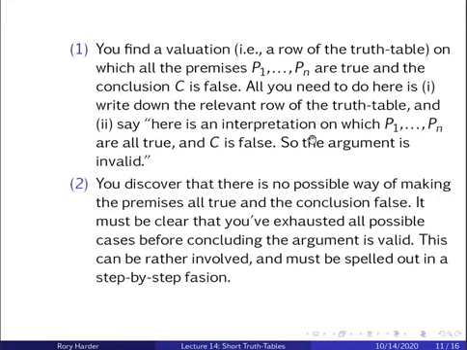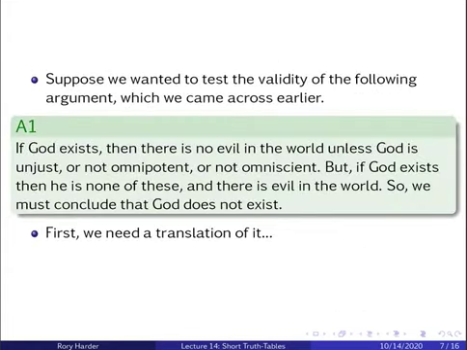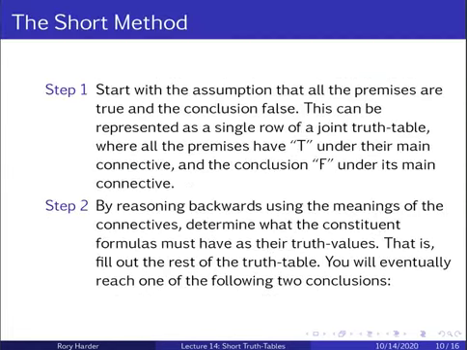So here you can simply note that you've shown that this row establishes that the argument is valid. But the second possibility is that you discover that there is no possible way of making the premises all true and the conclusion false. So you must be clear to yourself that you've exhausted all the possible cases before concluding that the argument is valid. This can be rather involved, but as we work through the example with this argument here, we'll see how this works.